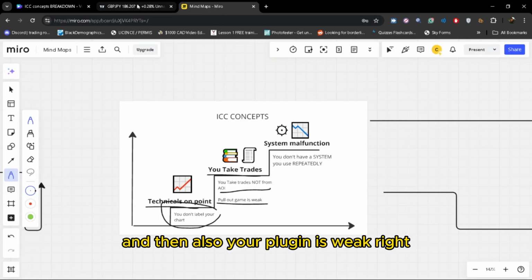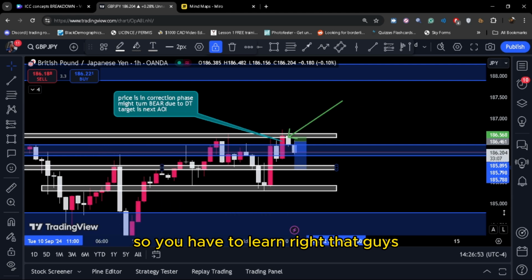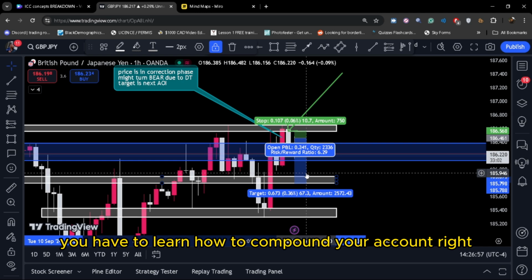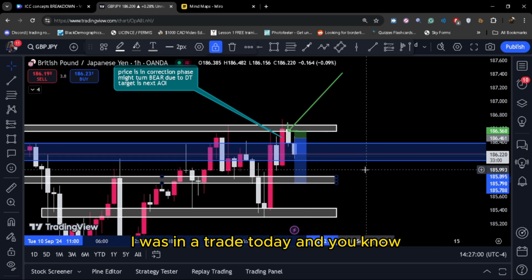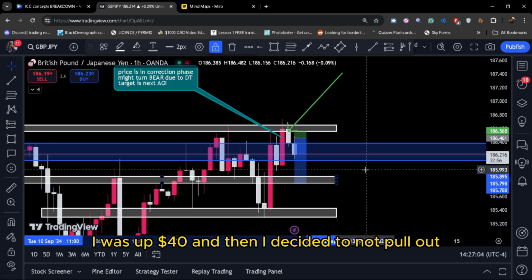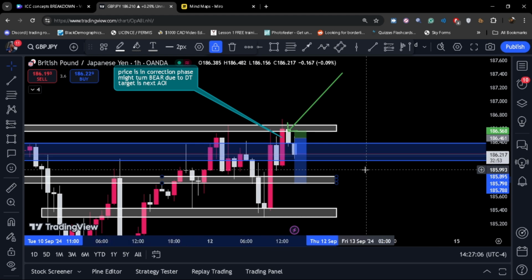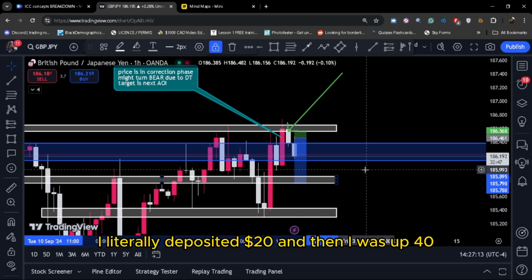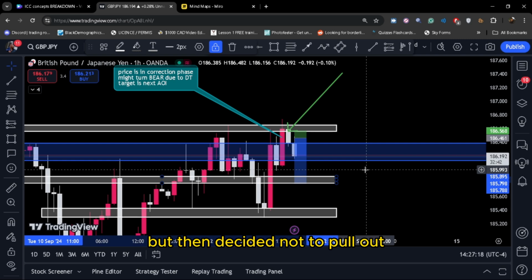And then also your pullout game is weak, right? So you have to learn, right, that, guys, at the end of the day, it's all about equity based. You have to learn how to compound your account, right? I'm not gonna lie to you guys, I was in a trade today and I was up, like, in my account I was up $40, and then I decided to not pull out, and literally, guys, I went back to $20. I literally deposited $20, and then I was up 40, but then decided not to pull out, and then I was back to $20, right? So you have to learn how to pull out of your trades, right?